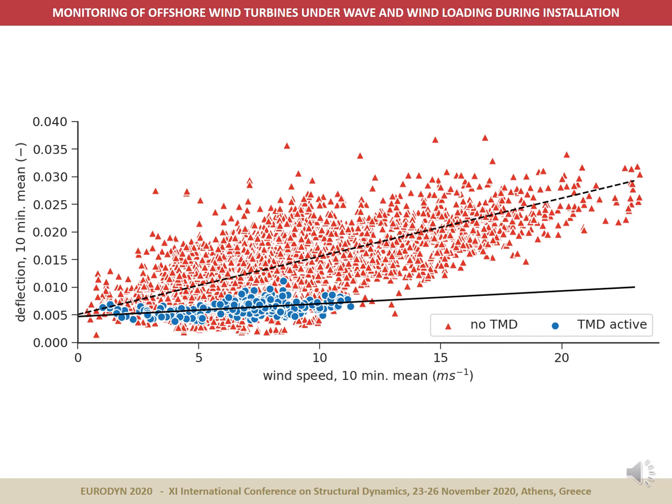Last but not least, we show the 10-minute mean deflection as a function of the wind speed. With an increase in wind speed, deflection increases as well. However, for a given wind speed of, let's say, 10 meters per second, deflection can go from between 0.5% of tower diameter to almost 3% of tower diameter. Again, for turbines where an active tuned mass damper was present, deflection stayed well below 1% of tower diameter for the range of observed wind speeds.